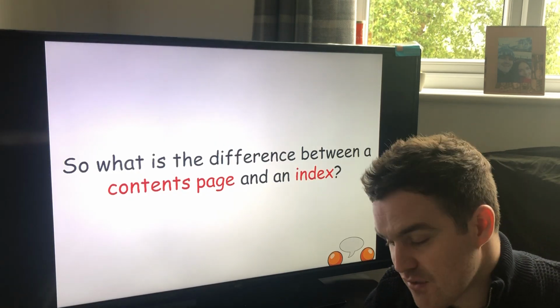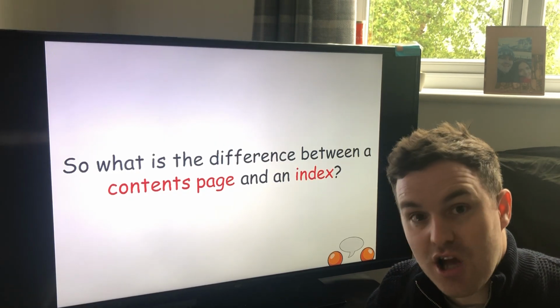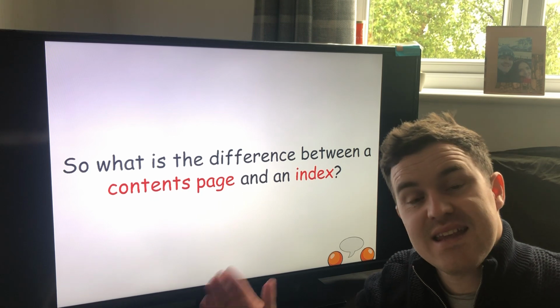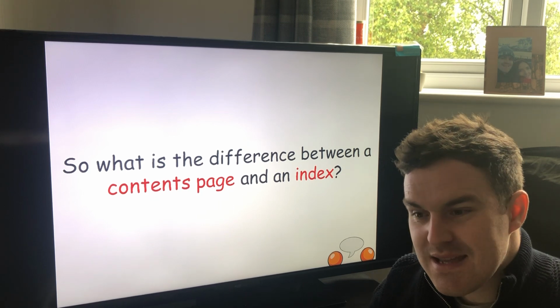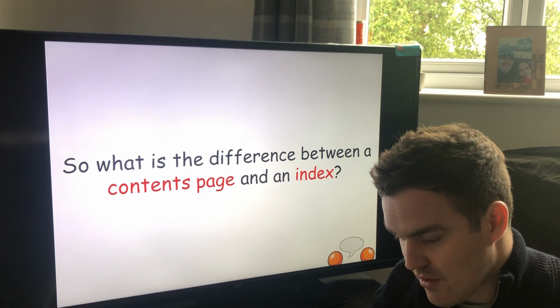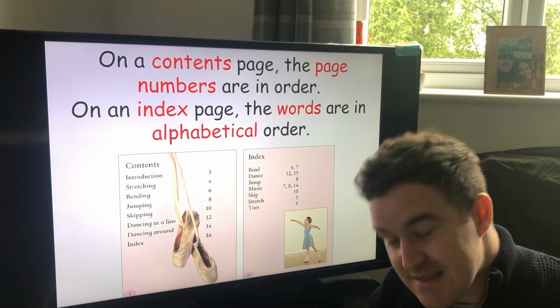Okay, what's the difference between a contents page and an index? Well, a contents page is at the start of the book, and an index is at the end. A contents page is not in alphabetical order. Let's look and see if there are any other differences.